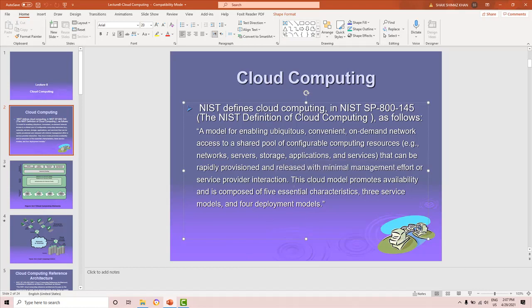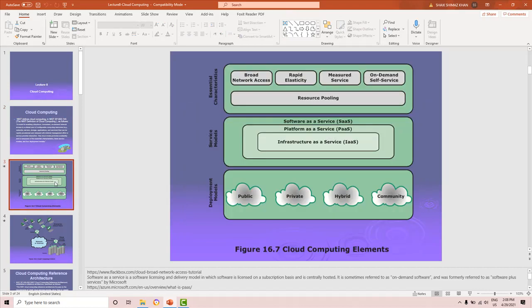So the cloud model promotes availability and is composed of 5 essential characteristics, 3 service models, and 4 deployment models. Let us see what the essential characteristics, service models and deployment models are in this figure. This figure depicts cloud computing elements. These are the essential characteristics. So the first essential characteristic is broad network access.